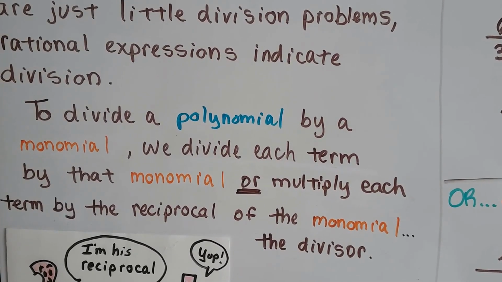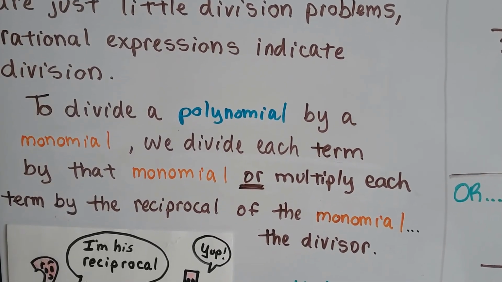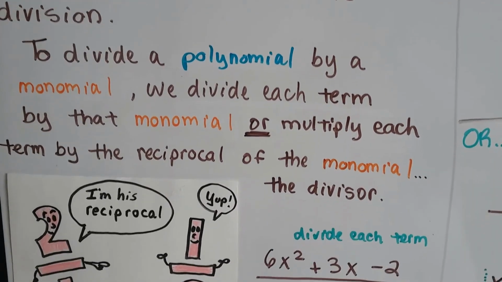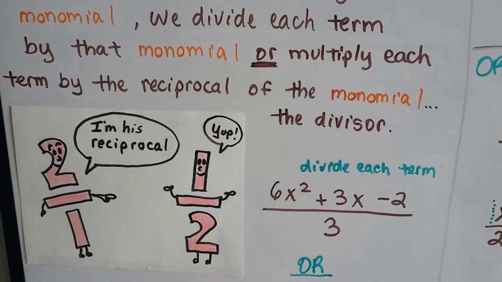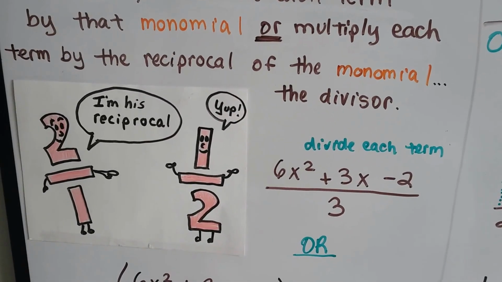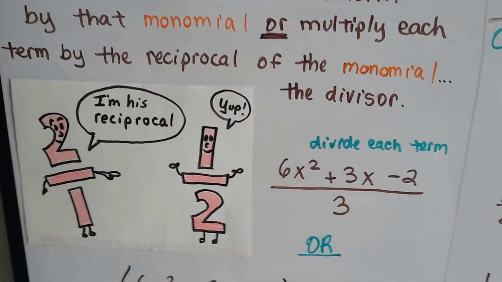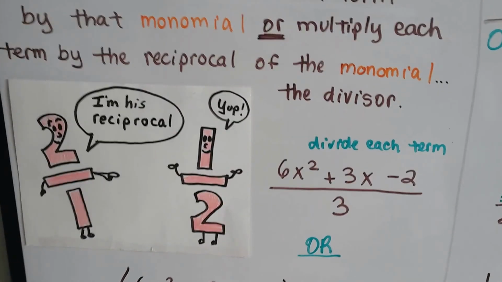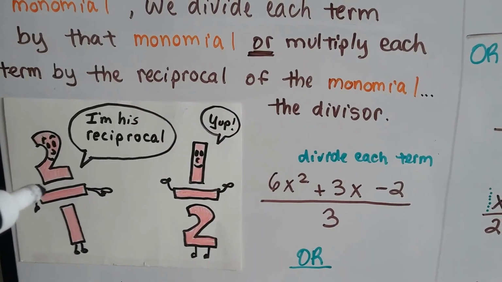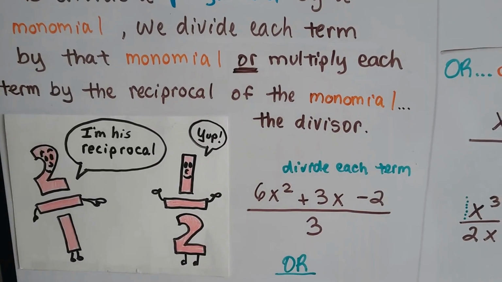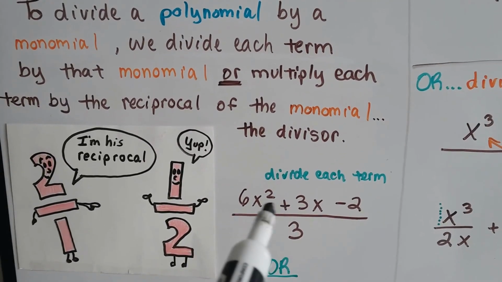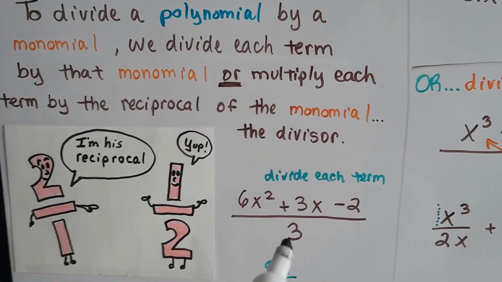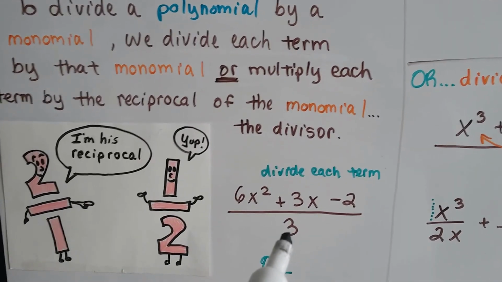Or we can multiply each term by the reciprocal of the monomial, the divisor. I know that sounds confusing, so let me show you. Remember, the reciprocal is the upside-down version of the fraction, okay? So the numerator ends up becoming the denominator. We just flip them around, don't we? That's the reciprocal.